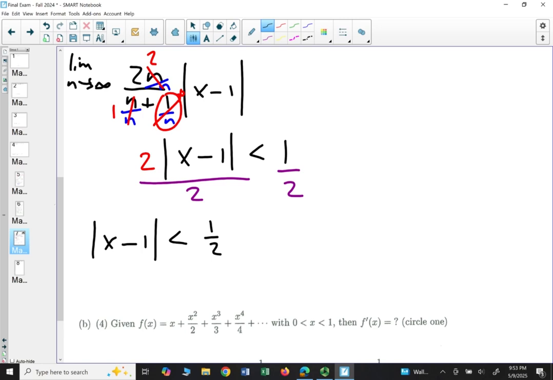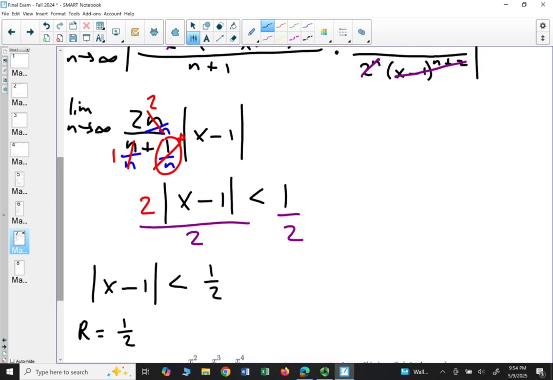Okay, so what that means is our radius will equal 1/2. Okay, now let's do a little additional work. We have x minus 1. We'll go back up here. x minus 1 is in an absolute value. It's less than 1/2. So what does that mean in terms of algebra? Remember, that means it's less than 1/2, and I'm removing the absolute value bars, but at the same time it's greater than -1/2.